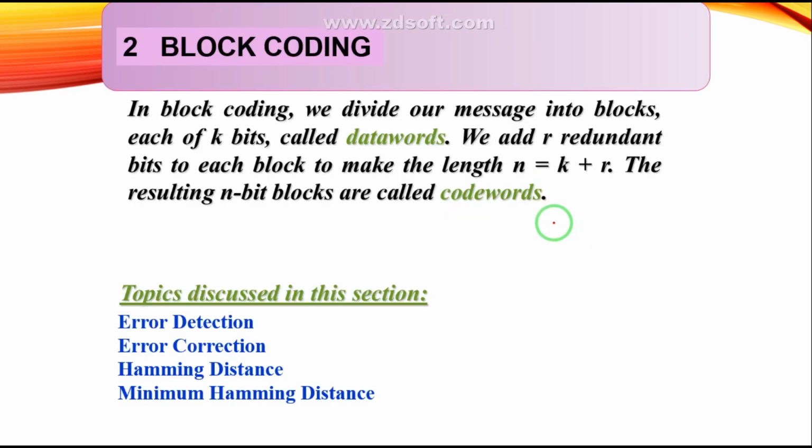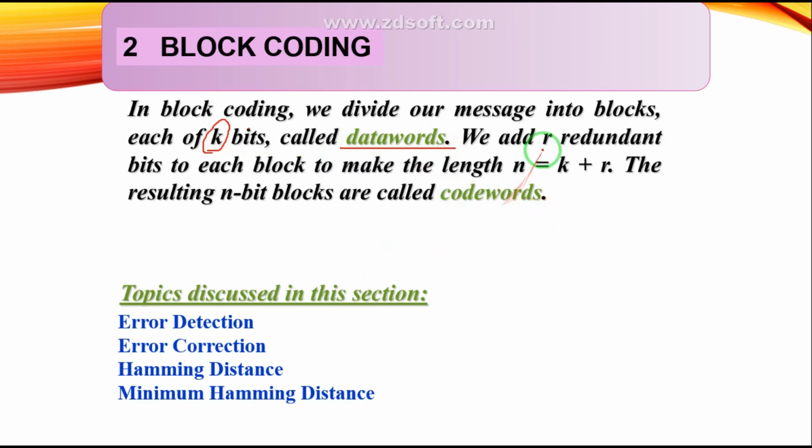Now, as I already told you guys, the central concept in detecting and correcting errors is redundancy. Redundancy means we are going to send extra bits. So in block coding, we are going to divide our message into blocks. Each block is of how many bits? It is of k bits. So these are called data words.